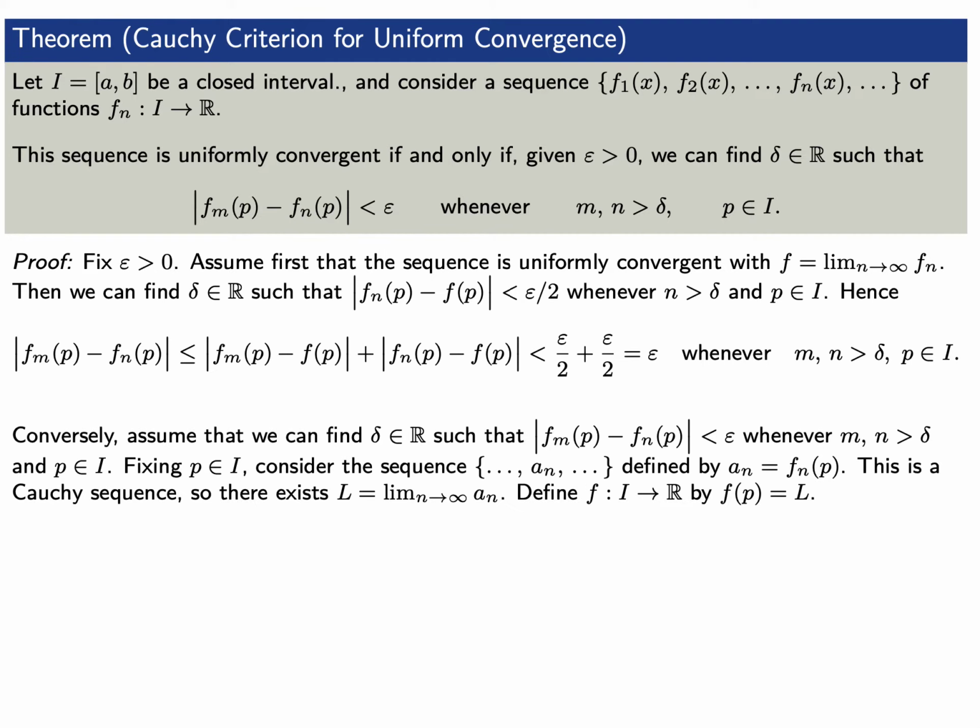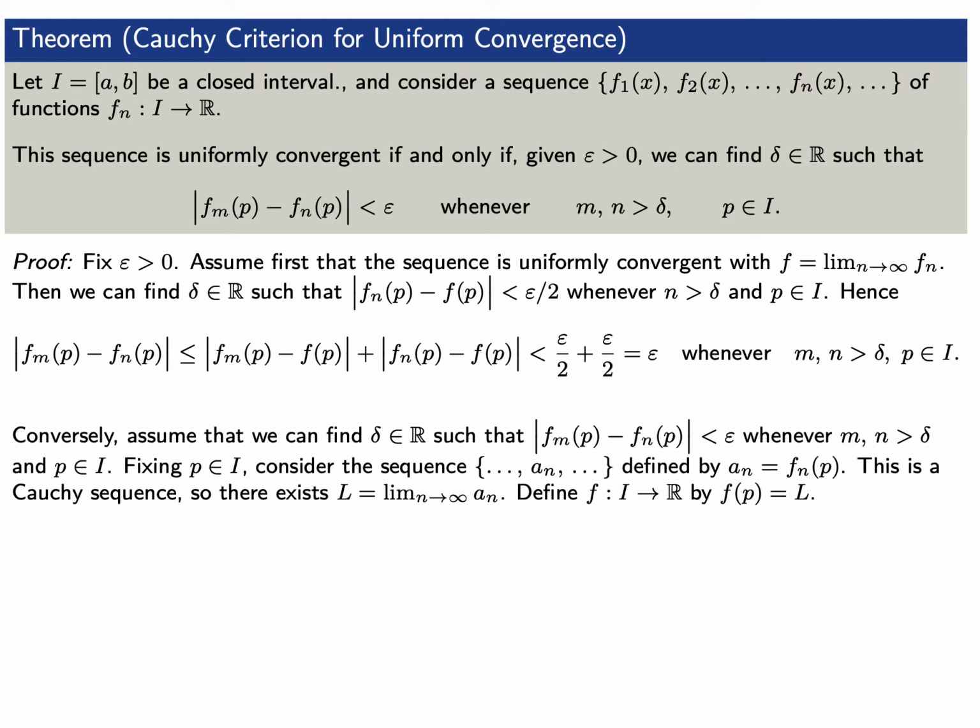Now let's consider the converse direction. Assume that we can find a delta such that |f_m(p) - f_n(p)| < epsilon whenever m and n are greater than delta, and p is in our closed interval. For the moment, let's fix p to be in our closed interval, and let's consider a sequence a_n equals f_n(p).